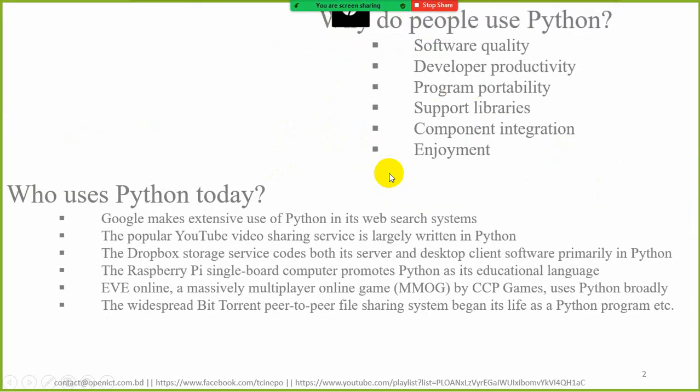So why do people use Python? There are lots of programming languages: C, C++, Java, PHP, Ruby. There are lots of options. So why do you choose Python? I show you some major points: software quality, developer productivity, program portability, support libraries, component integration, and enjoyment. I think two features are major for Python: software quality and developer productivity.